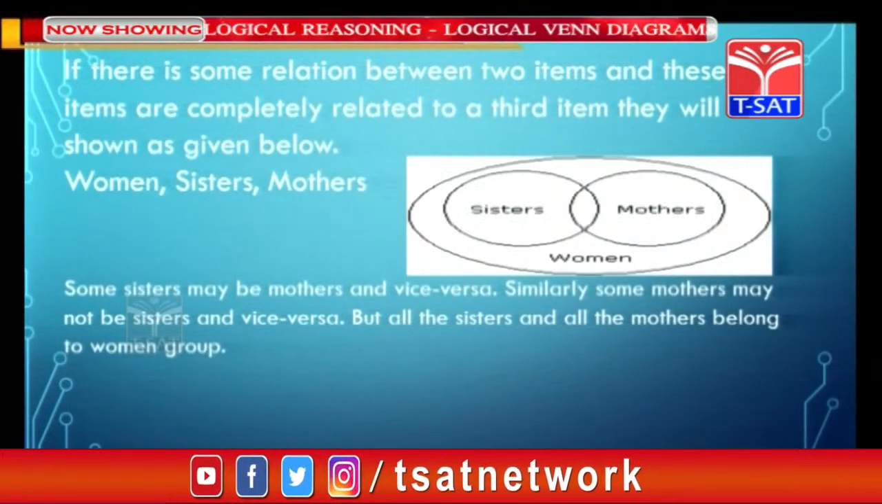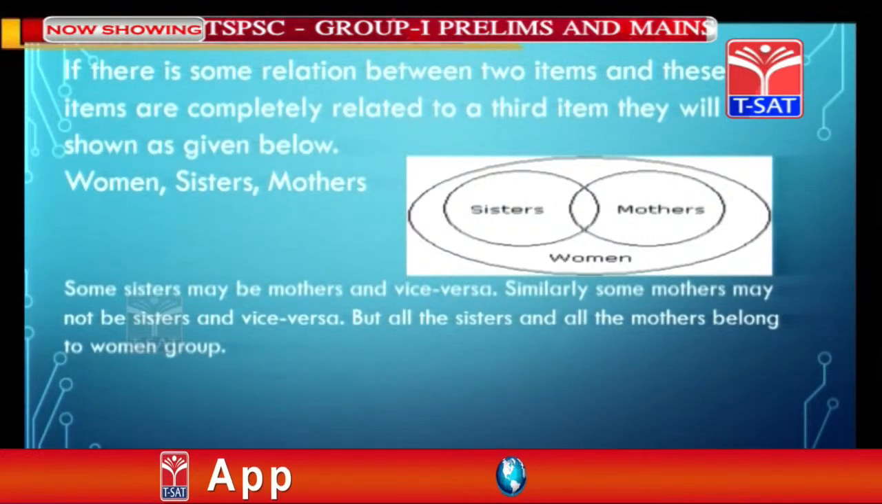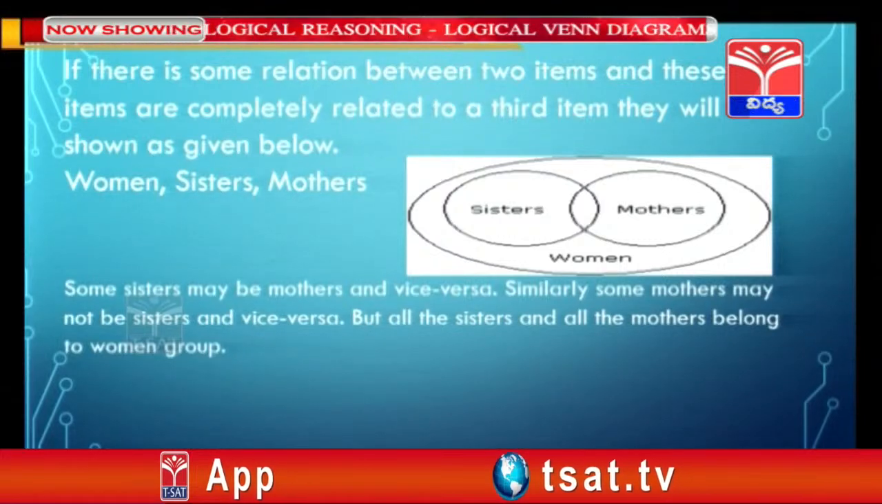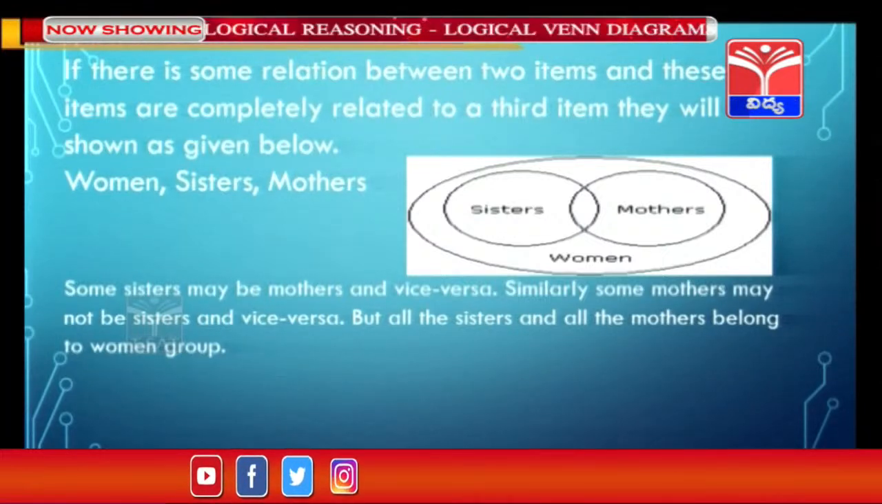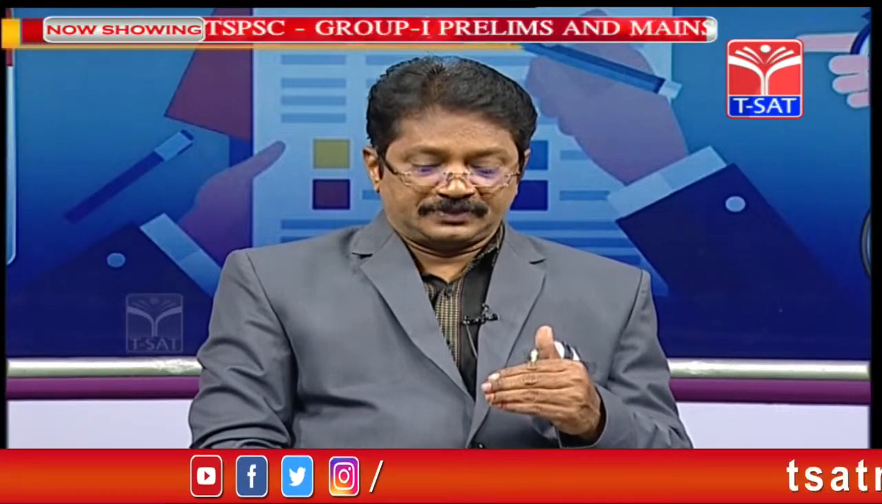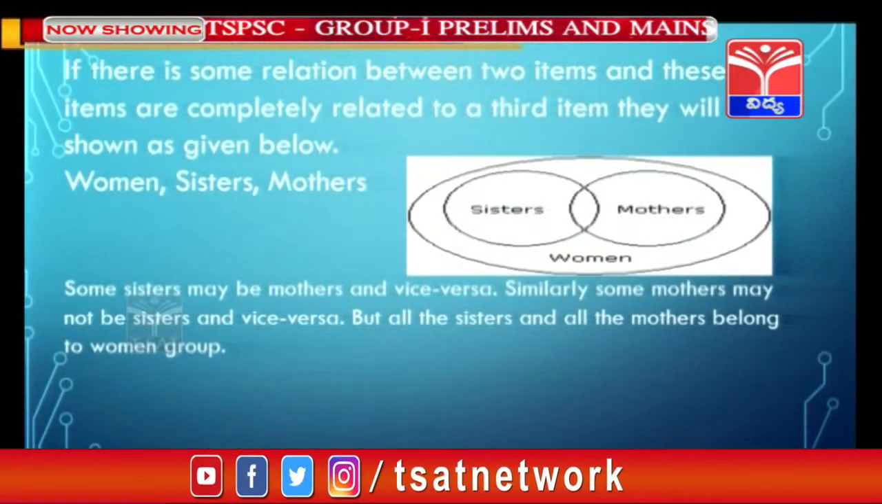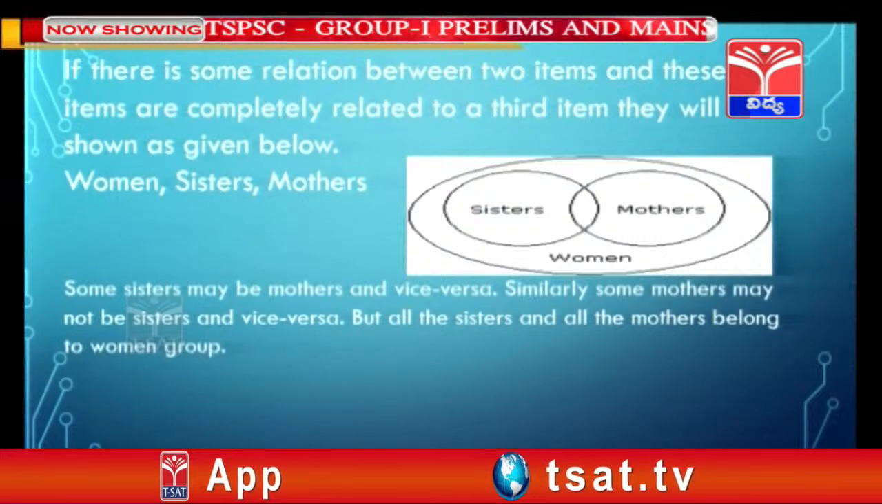If there is some relation between two items and these two items are completely related to a third item, they will be shown as given below. Do you understand the difference between the previous one and this one? Pen and pencil are two different things which are disjoint, but they come under stationery, so they lie inside, shown by two different circles. But here, in this case, sisters and mothers: basically a sister is a woman and a mother is a woman.